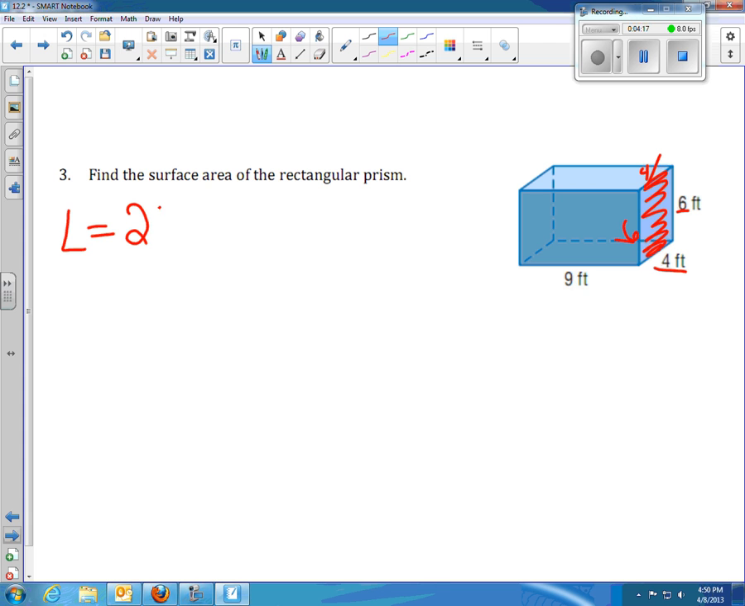So our perimeter is 20 times our height, which is the one not on the base. So times our 9. And so our lateral area is 180. But we need to add 2 base areas. So surface area is our lateral area plus 2 base areas.